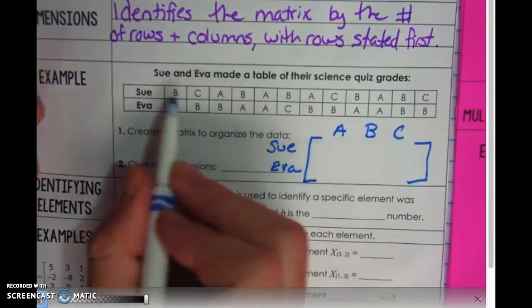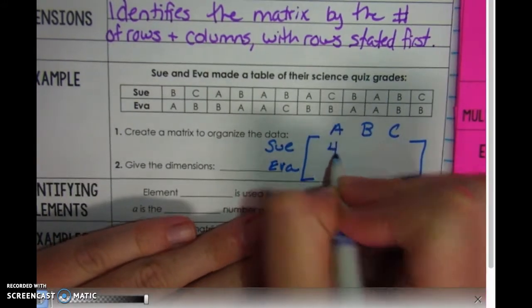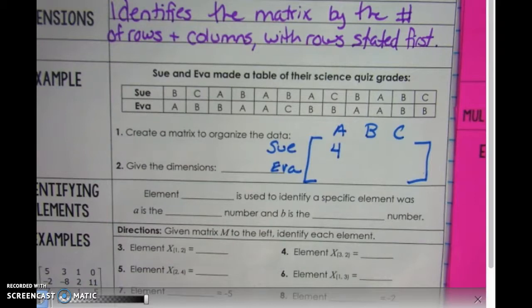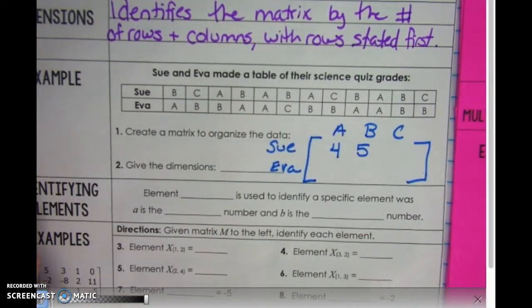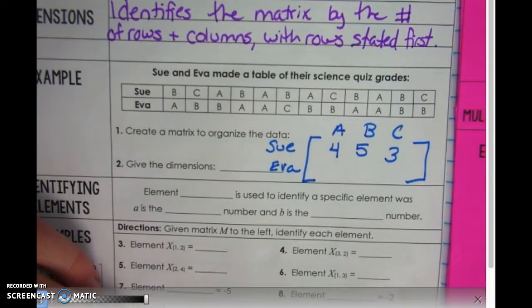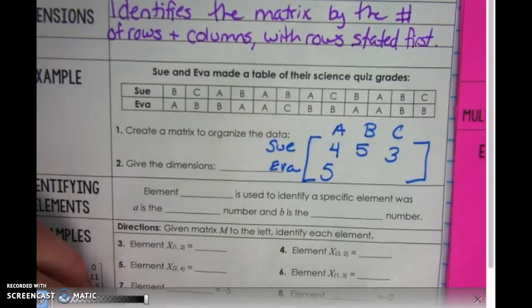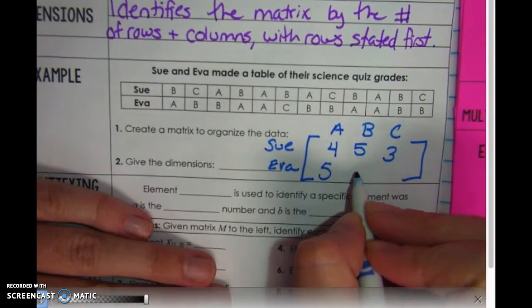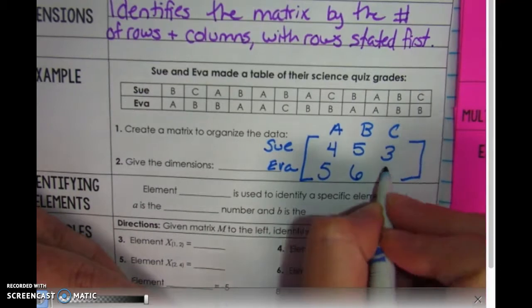Can you guys count up how many A's our friend Sue has? 4. She's got 4. How many B's? 5. How many C's does she have? 3. All right. Eva, how many does she have? How many A's? 5. How many B's does she have? 6. And how many C's does she have? 1. Okay.